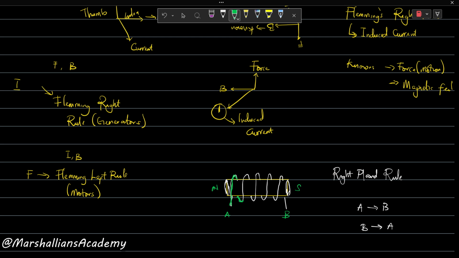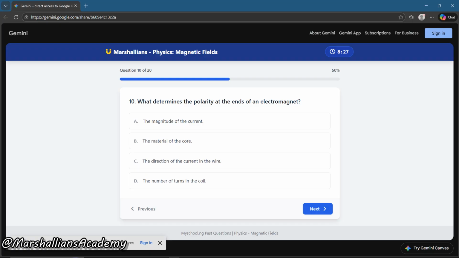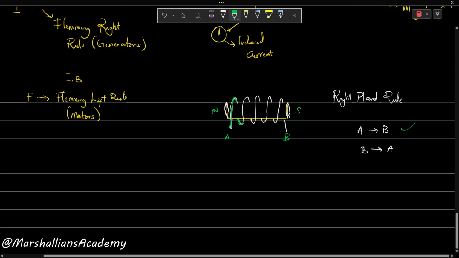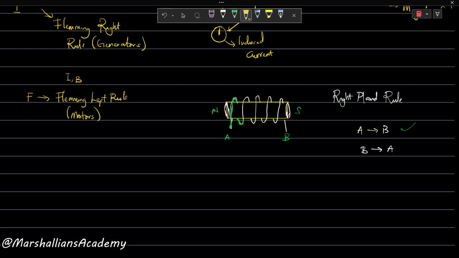You understand? So current will flow from A to B. Let's go back to our quiz. So what determines the polarity of the end of the magnet? The answer is simple, the direction of the current in the wire. Okay, they said calculate the magnetic force on an electron. Oh, this is testing your knowledge on Lorentz force. Quickly explain what Lorentz force is.